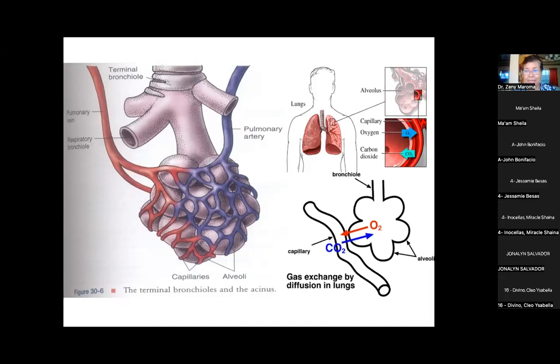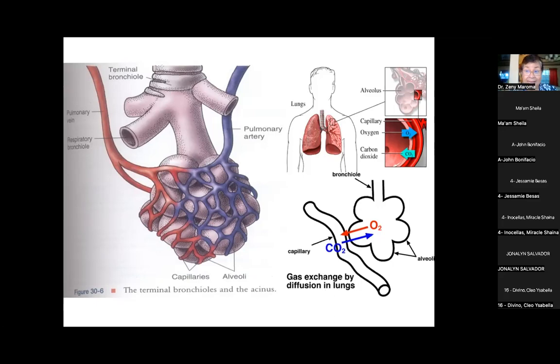Again, fully expanded ang lungs natin. There's good lung inflation, high level of oxygen. Whereas sa pulmonary capillary bed, sa pulmonary artery, arteriole, high levels of carbon dioxide. Kaya magpapalitan ngayon, oxygen will go to the pulmonary capillary bed and carbon dioxide will go to the alveoli. And when we exhale, carbon dioxide is excreted from the lungs.